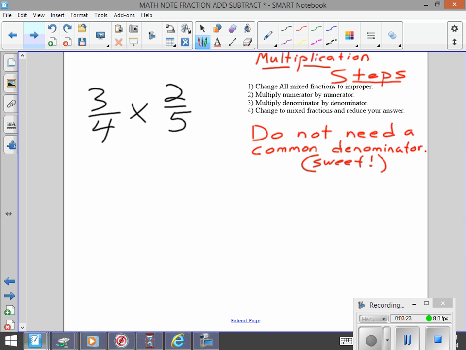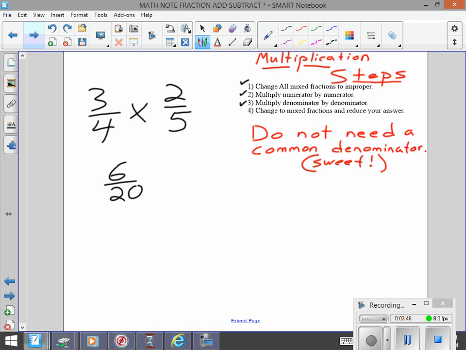All right, so the first one, it's already improper or proper fractions. Okay, so the next step is we're going to multiply the numerator by the numerator. That's pretty easy. 3 times 2 is going to be 6. And then you multiply the denominator by the denominator. 4 times 5 is going to be 20. And there's your answer so far. Got 1, 2, 3 steps done.